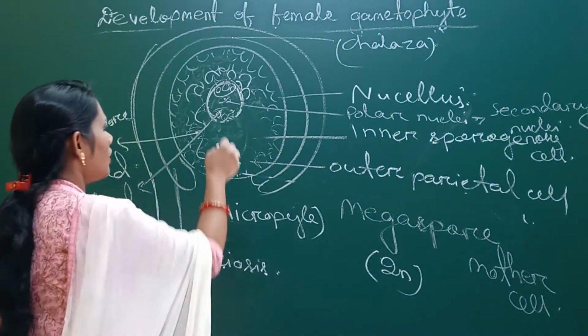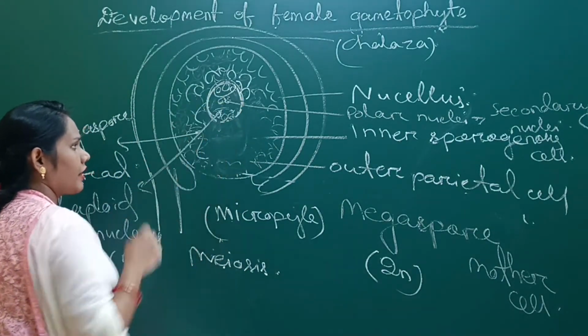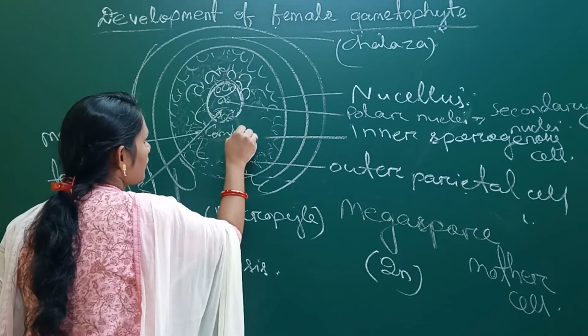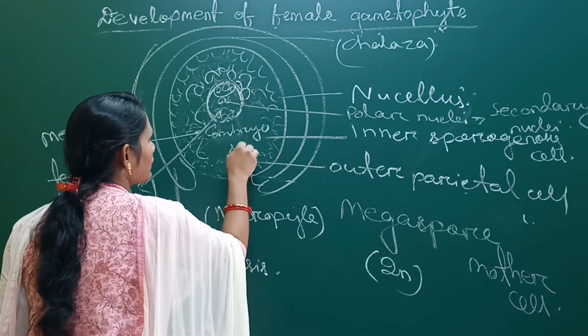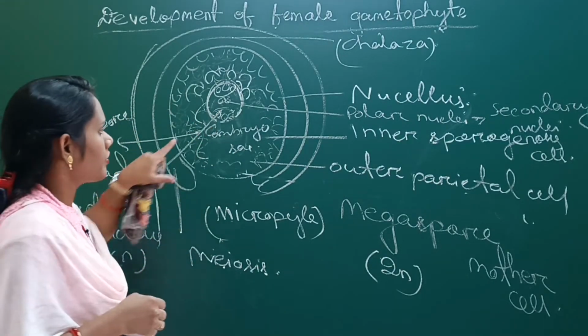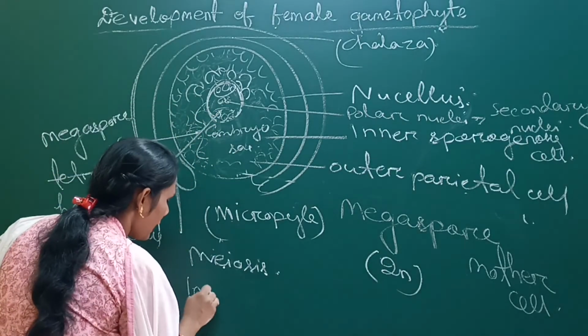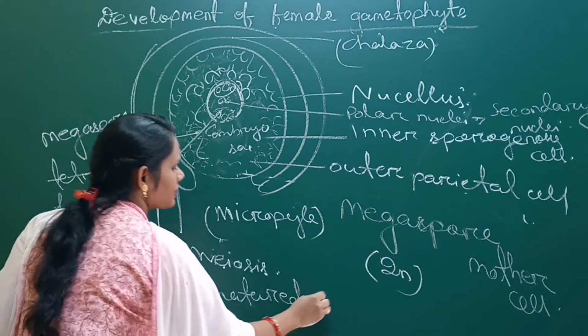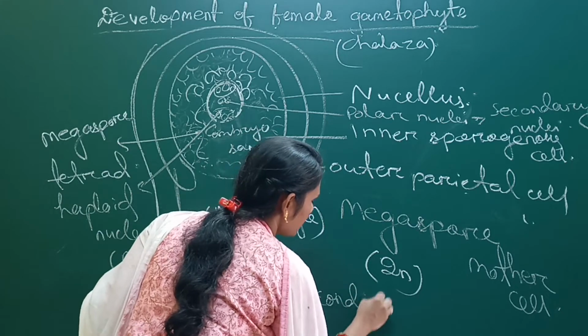Okay, so having 2 polar nuclei, this is the structure of the embryo sac. Finally we got the embryo sac from the megaspore mother cell. Having 2 polar nuclei, this embryo sac is in the immature condition.